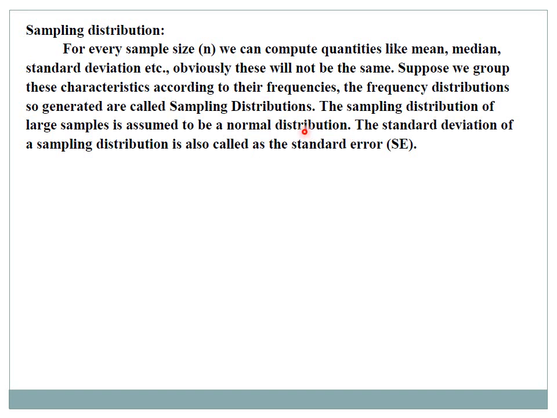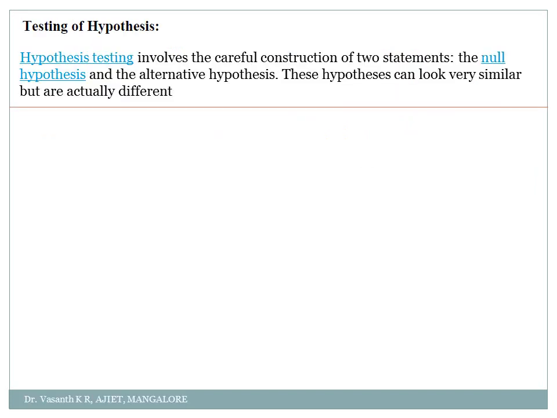You know, we normally use this normal distribution here, and the standard deviation of a sampling distribution is also called as standard error. This word is important. The standard deviation of a sampling distribution is always called as what? Standard error. Okay. So this definition is very important, and likely to be asked in your SEM exam as well as for the internals.